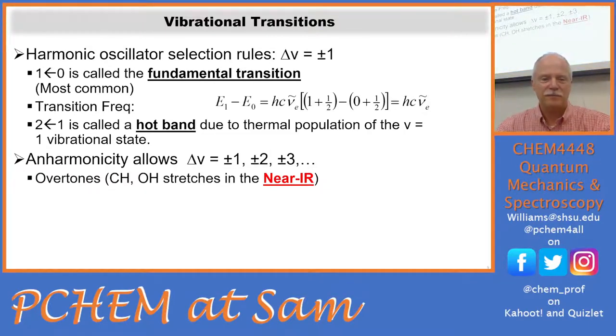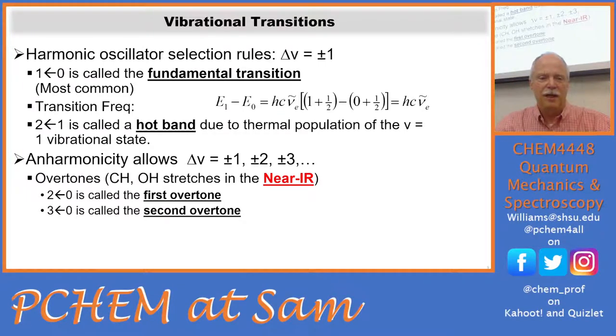Anharmonicity allows all of the quantum transitions. So we can go plus or minus 2, plus or minus 3, plus or minus 4, because it breaks the symmetry, and then all of these are allowed. The thing is, the hot bands are right on top of the fundamental because we have the same spacing in our energy levels. You wouldn't know if you had a hot band or not, except that your peak gets a little taller. Then 0 to 2 is the first overtone, 0 to 3 is the second overtone, and so on.